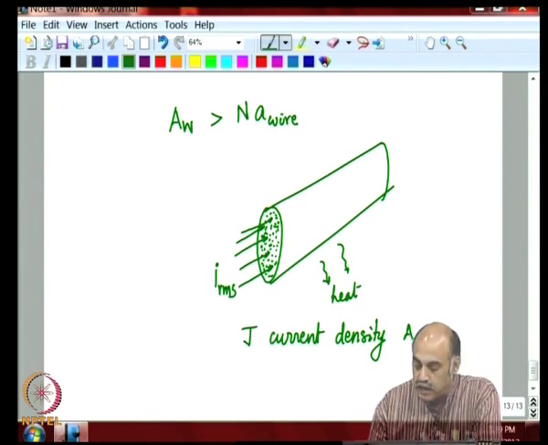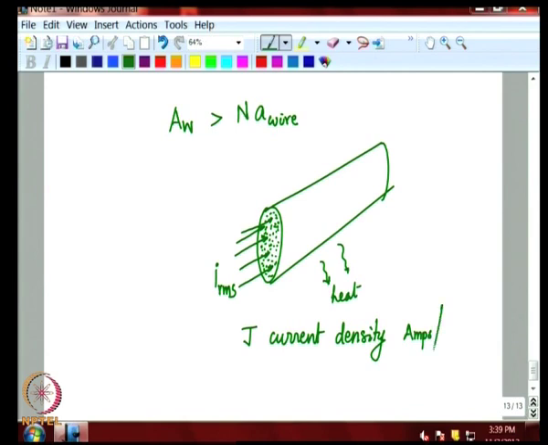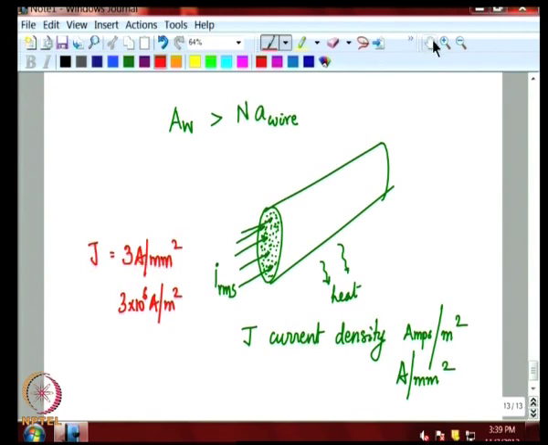It is usually expressed in terms of amps per meter square or amps per mm square. So, normally an amount of 3 amp per mm square, or 3 into 10 power 6 amp per meter square, is the amount of current density that is considered nominal. Which means that when you say 3 amp per mm square, for every 1 mm square of this cross section area, 3 amps is allowed to flow through that cross section to keep the wire reasonably cool.